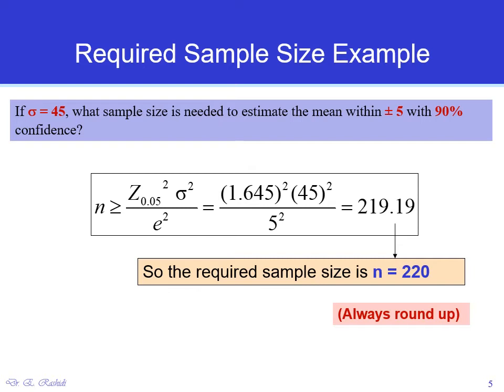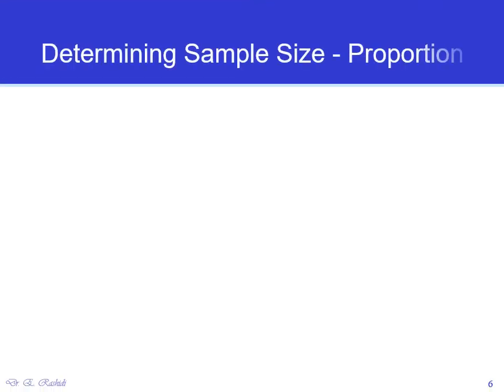So always round up for n. So the size of the sample should be at least 220 to give you the condition that's required. Determining sample size when we want to estimate proportion.